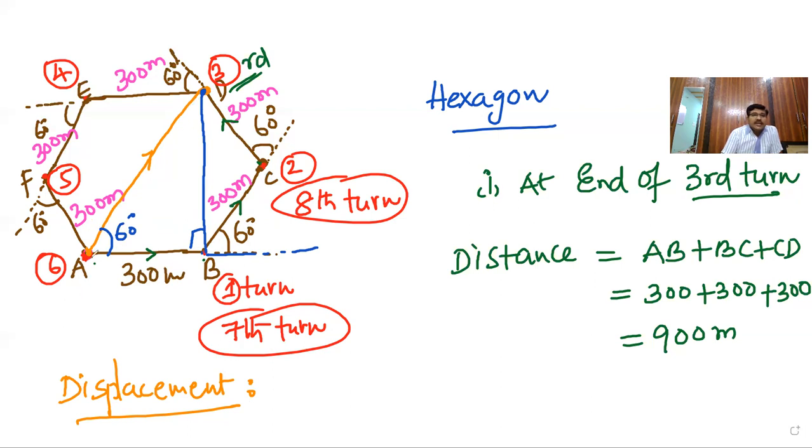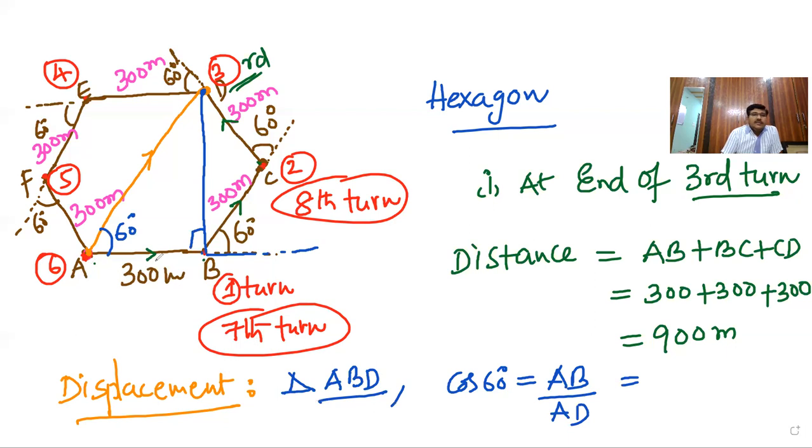So in the right angle triangle ABD, I require AD. I know only AB, 300 meters, and the angle, 60 degrees. So I take cos theta. Cos 60 is adjacent side by hypotenuse, AB by AD. AB is 300 meters, and AD is unknown. We want only AD. Clear?